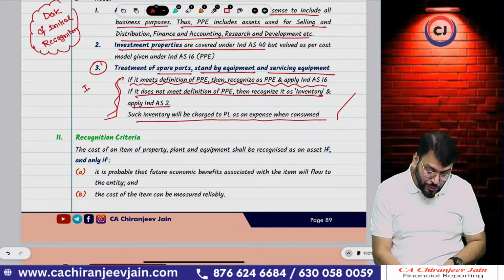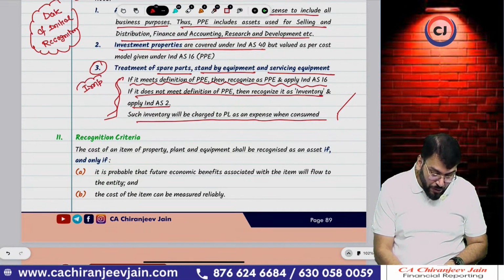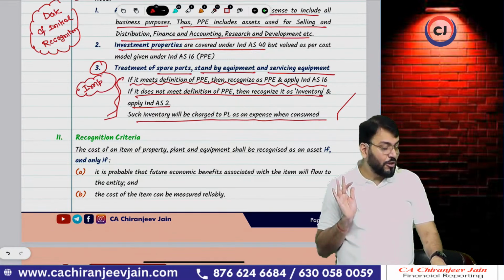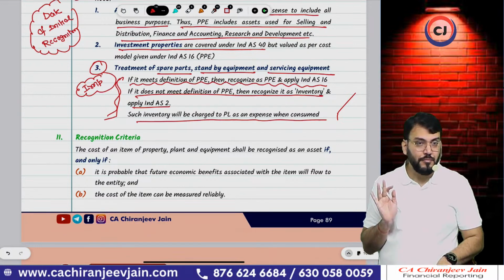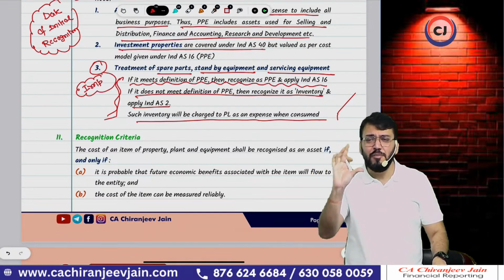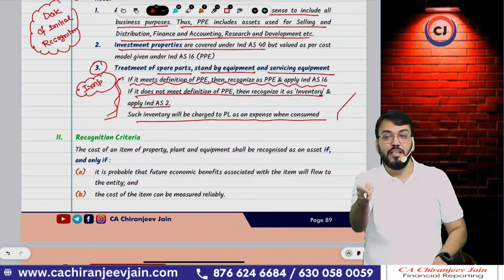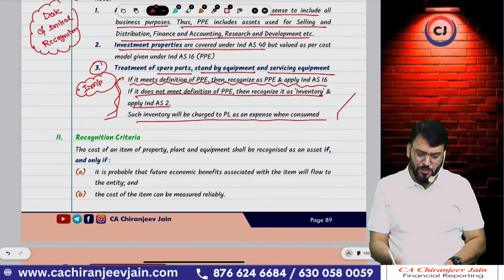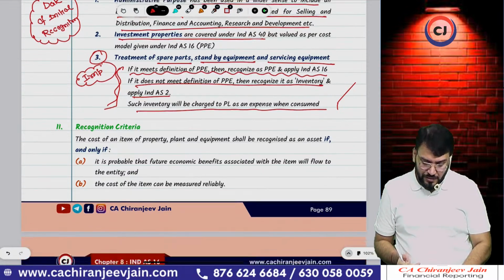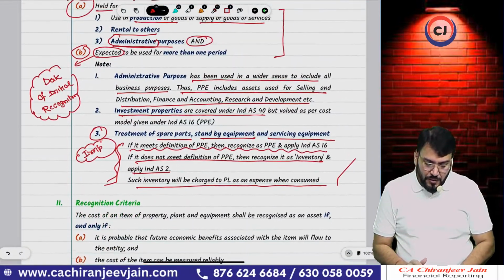This is important for MCQs, super important. Now it becomes an important para. They will give one case study and try to confuse you. You need to understand from that case study whether it is Ind AS 2 or Ind AS 16. But if you know, you can do it. So the meaning has been done.